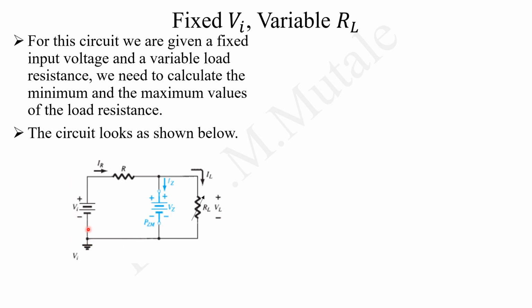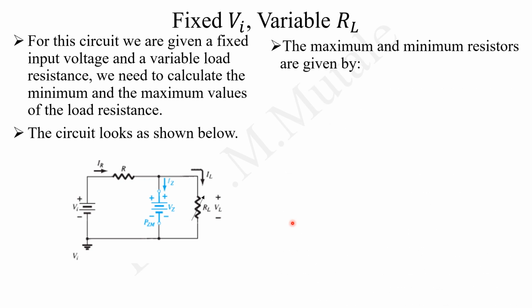So you have an input voltage VI, which is fixed, but the load is variable, and this will result in the current also varying. You can have the maximum as well as the minimum. The same applies for that one. So the maximum and the minimum resistors are given by this formula.